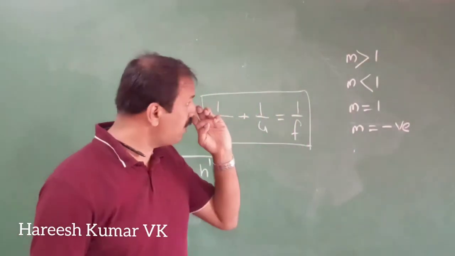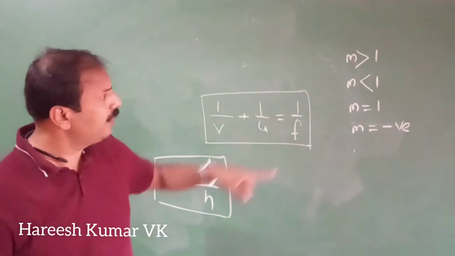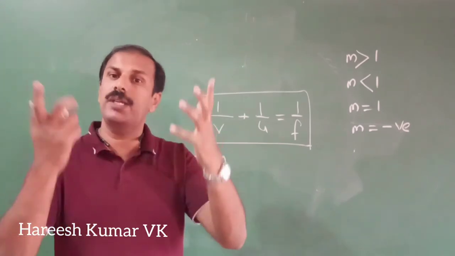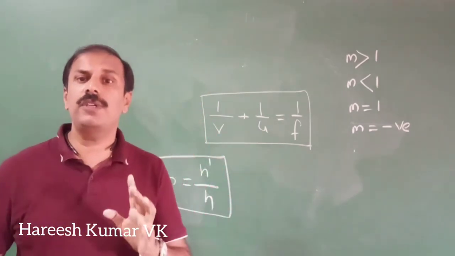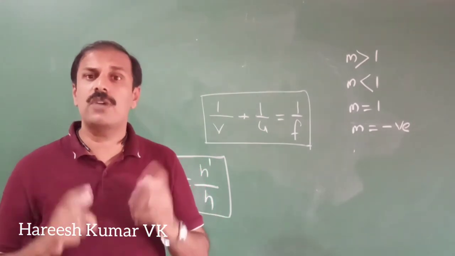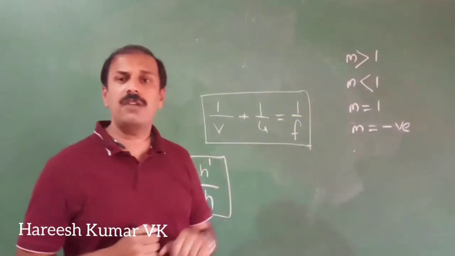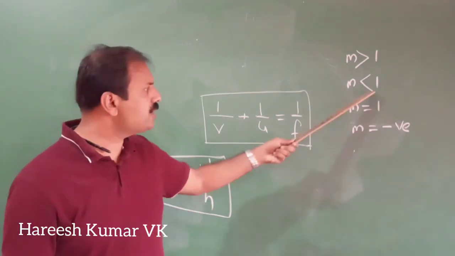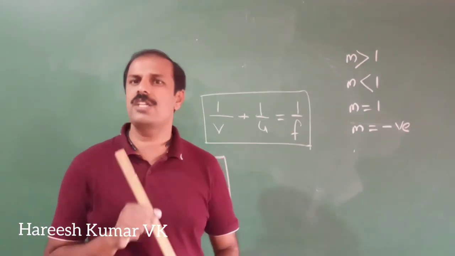What is the meaning if magnification is more than 1? It means the size of the image is bigger than the size of the object, or you can say it is enlarged. If magnification is more than 1, then the image is enlarged, so the size of the image is more than the size of the object. If magnification is less than 1, what is the meaning? It is not enlarged, it is diminished. If magnification is less than 1, then the image is diminished. The size of the image is smaller than the size of the object.